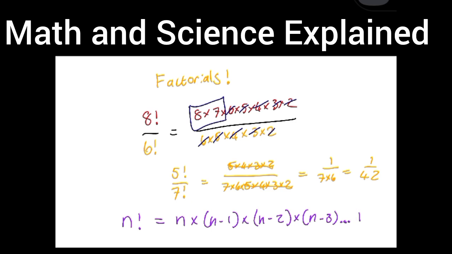And I hope this makes a lot of sense, and I hope you see how interesting it can get when we start applying this to counting problems.